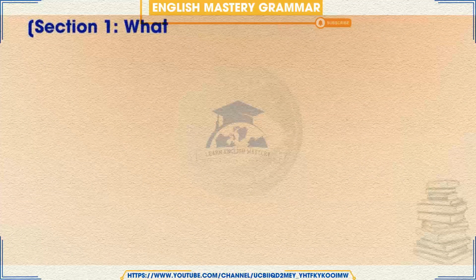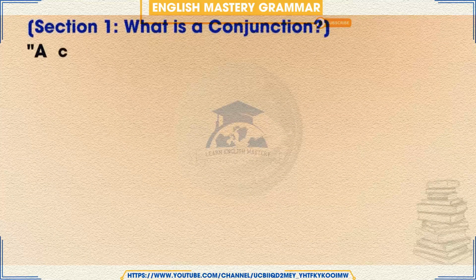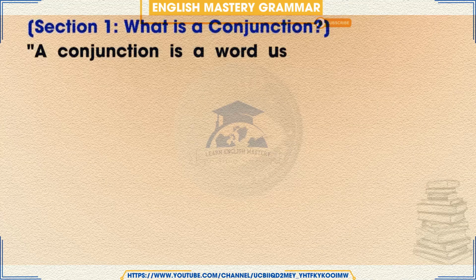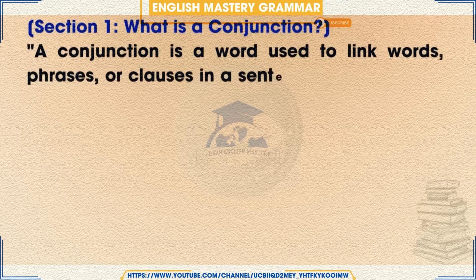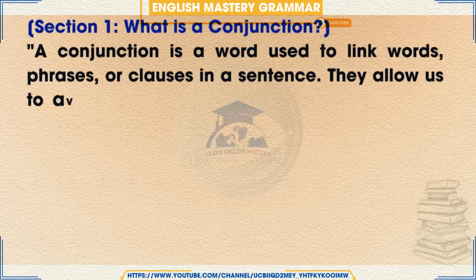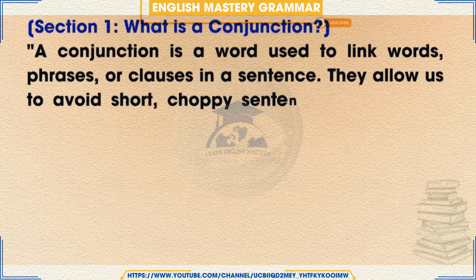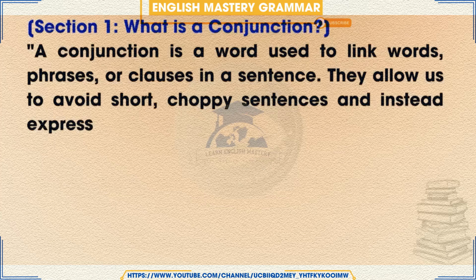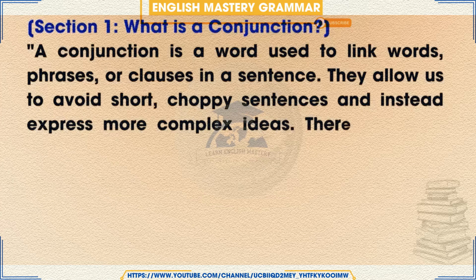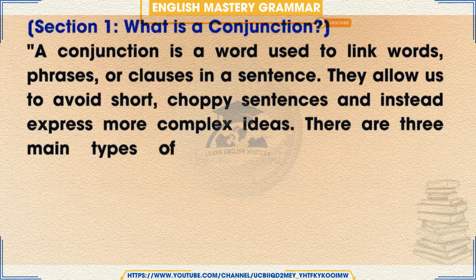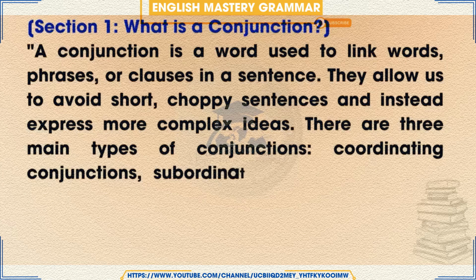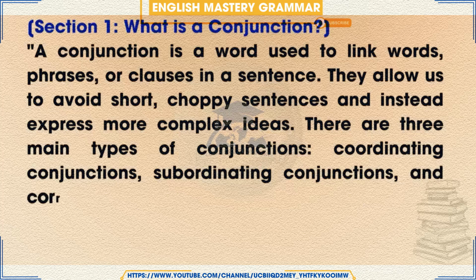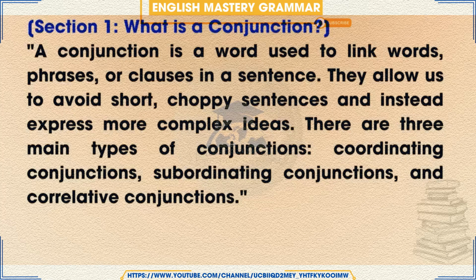Section 1. What is a conjunction? A conjunction is a word used to link words, phrases, or clauses in a sentence. They allow us to avoid short, choppy sentences and instead express more complex ideas. There are three main types of conjunctions: coordinating conjunctions, subordinating conjunctions, and correlative conjunctions.